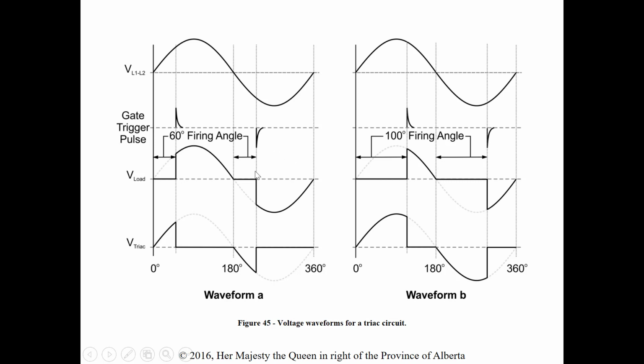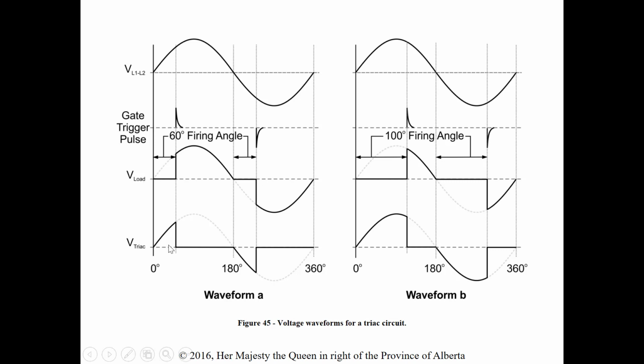Then we have the same firing angle happening on the negative alternation. Again, for the firing angle, the 60 degrees, we see that across the triac until it's fired. Then we see the rest of the alternation going to the load for the conduction angle. Now again, if we increase the firing angle, we're going to see less conduction, more voltage across the triac during this alternation, and less at the load. Again, it can be adjusted. You can see more or less voltage, so we have control still.